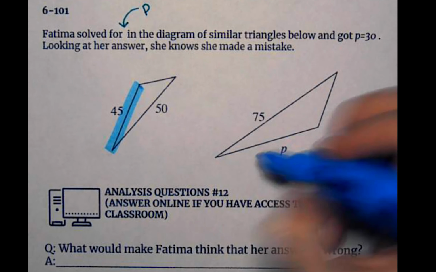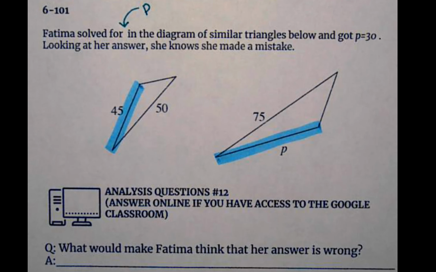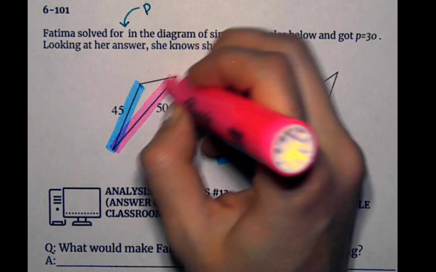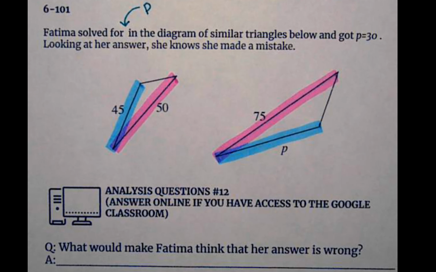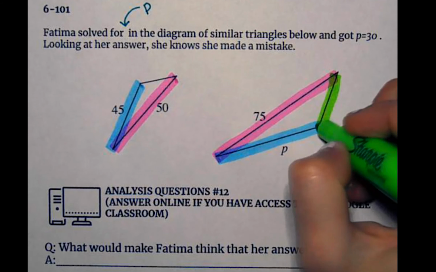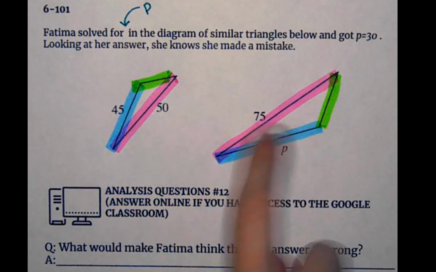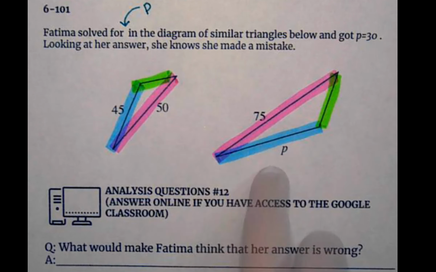The reason that I want to do this with you is because this one is a little bit more funky than the other ones because the triangle is turned. Usually our shapes are not rotated at all, but now they are, so it's especially important to do this highlighting mechanism so that you know the 50 and the 75 are matching and the 45 and the P are matching.